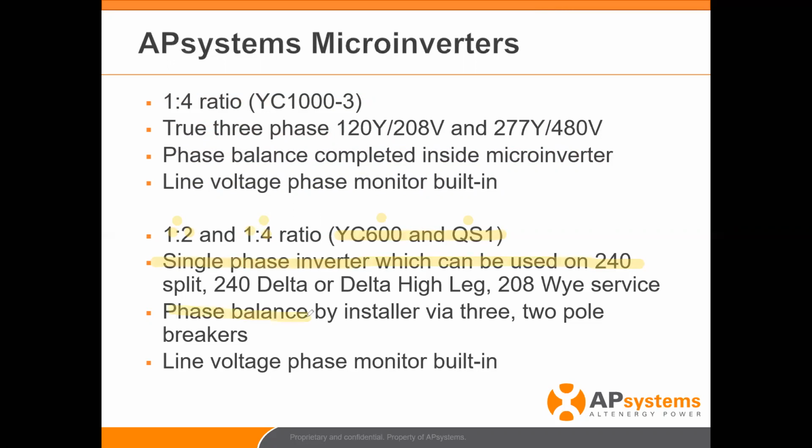Phase balance, as we talked about before, is done by the installer via 3 2-pole breakers. Line voltage and phase monitoring is built in for the lines, but it's not able to monitor all 3 lines. So you would need a phase monitor, depending on your jurisdiction, when using a single phase inverter.